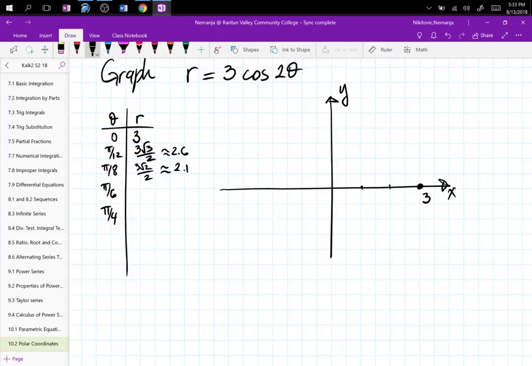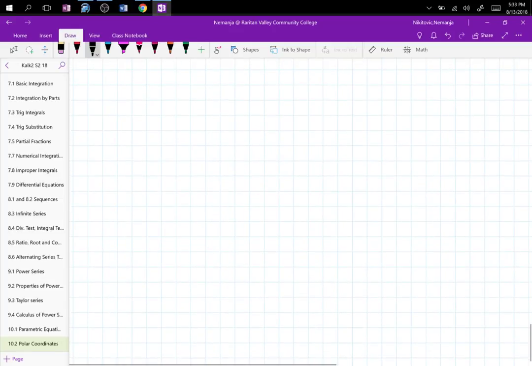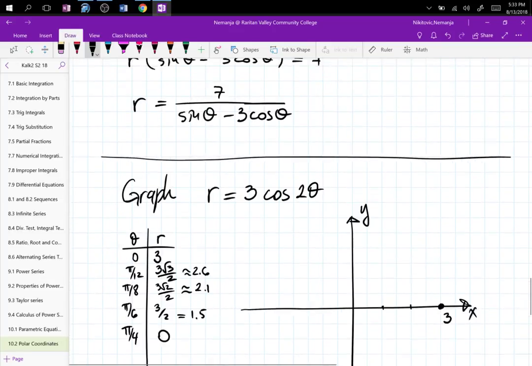Pi over 6 times 2 is pi over 3. Cosine of pi over 3 is a half, so I have 3 halves, which is equal to 1.5. And then pi over 4. Pi over 4 plugged in gives me pi over 2. Cosine of pi over 2 is 0, so I get the big fat 0. When the radius is 0, you are always at the origin. Nice.